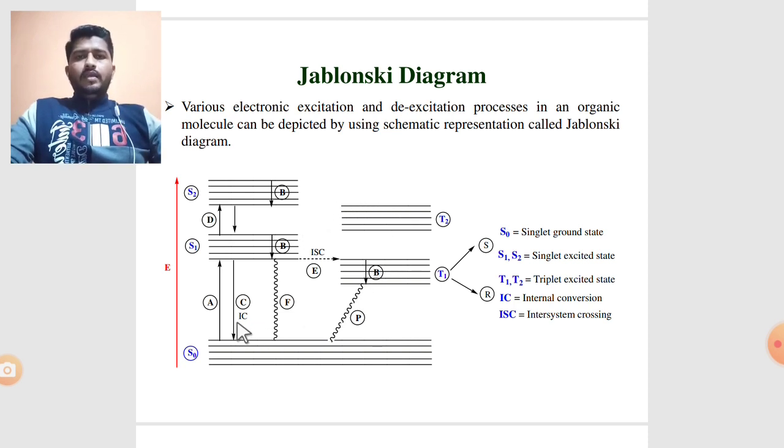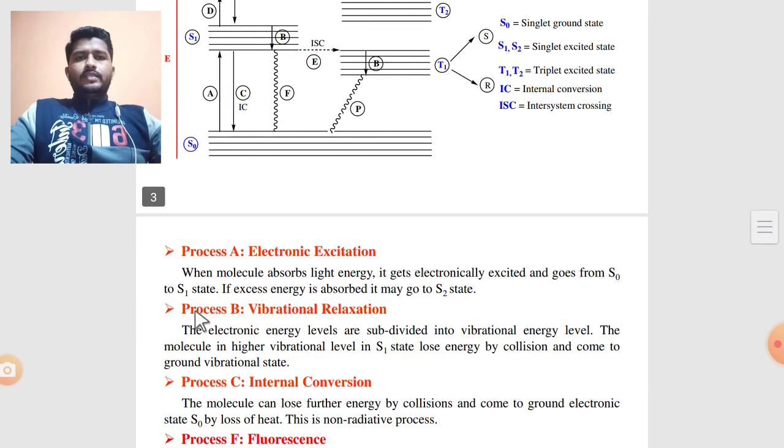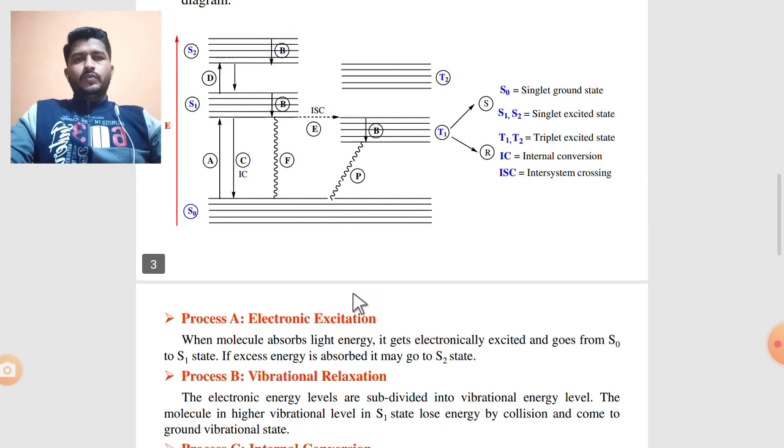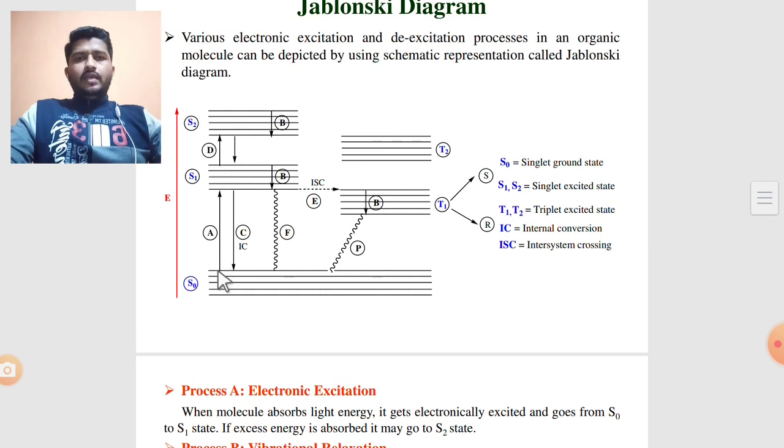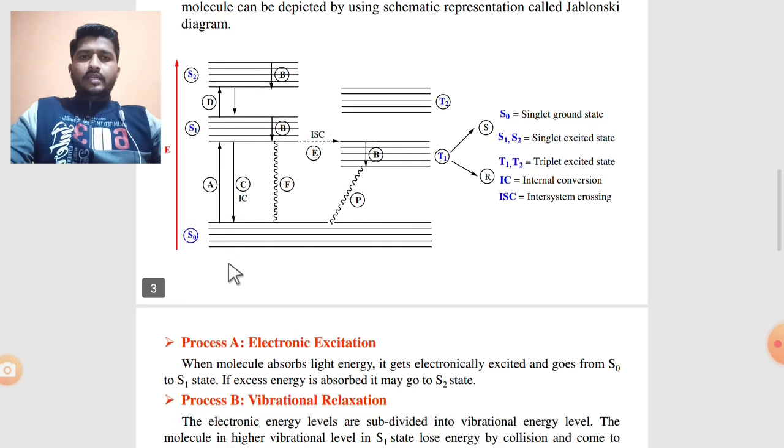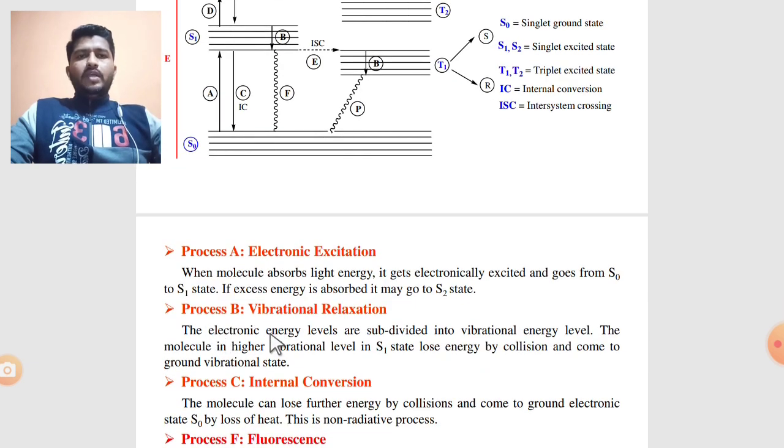See, one by one. Process A is electronic excitation. When a molecule absorbs light energy, it gets electronically excited and goes from S0 to S1 state. If excess energy is absorbed, it may go to S2. See, this electron at a ground state absorbed energy, then excitation of the electron takes place from S0 to S1. If this electron gets excess energy, again excitation from S1 to S2. This process A and D is called electronic excitation.